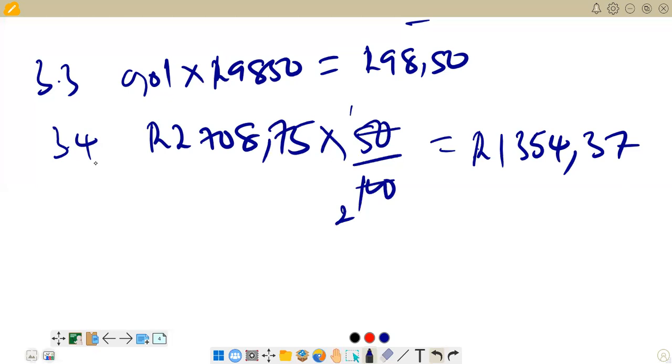So guys, this is what we have on question 3 of the question paper of June 2020 concerning the calculation of the net wage.